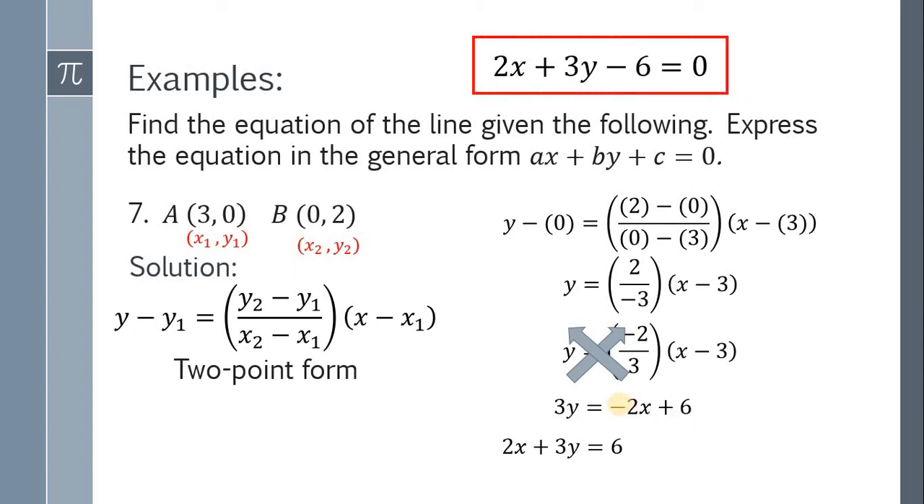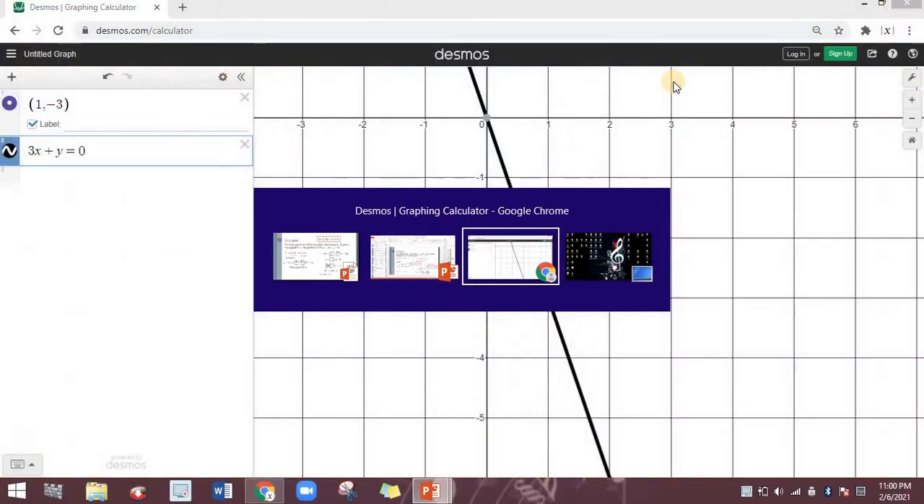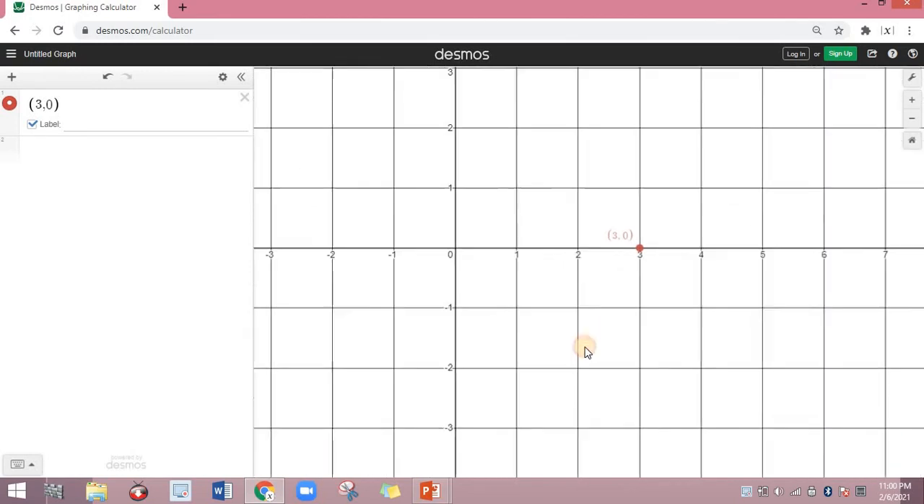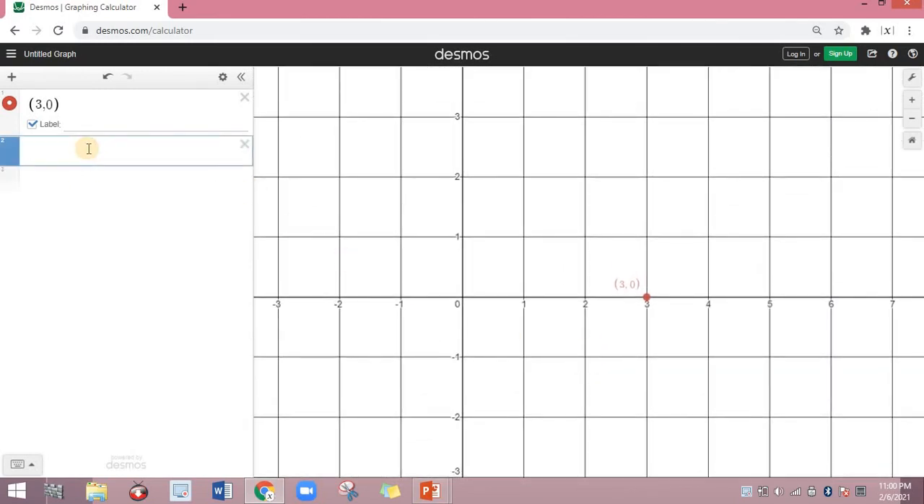Now, double check natin kung tama yung ating nakuhang sagot. So, given natin 3, 0 and 0, 2 at yung nakuha nating equation 2x plus 3y is equals to 6. Check nga natin sa Desmos. Okay, so we have the given 3, 0. So again, libre naman to sa Desmos. Wala naman bayad yung Desmos, so pwede kayong mag-download. And another given natin is 0, 2. 0, 2 along y-axis naman.